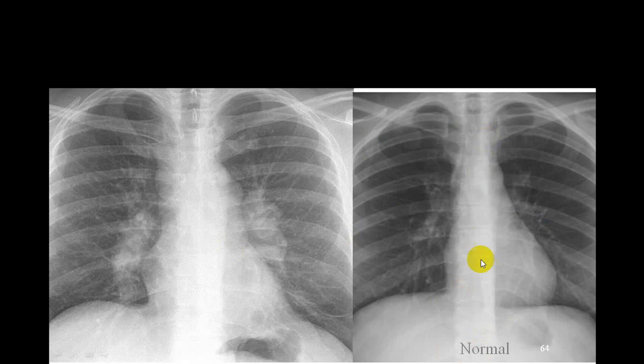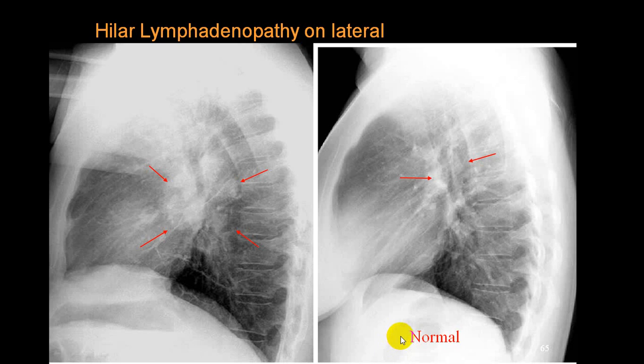So this is normal. Now if you see this hilum is enlarged. Clear? So this hilum is enlarged. There is an increased shadow here. These are all because of lymphadenopathy. Hilar and mediastinal lymphadenopathy. Probably secondary metastasis from outside, or maybe a bronchogenic carcinoma with secondary metastasis.